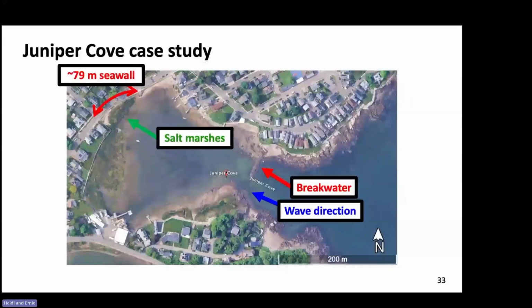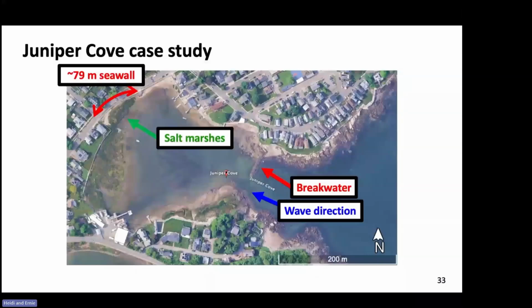So the question we wanted to ask is, how important are the salt marshes in front of the seawall? And is it economically justified to restore the salt marshes to protect, compared to heightening the seawall for this location?